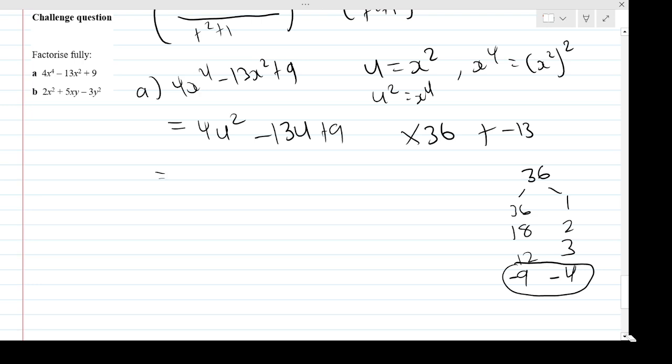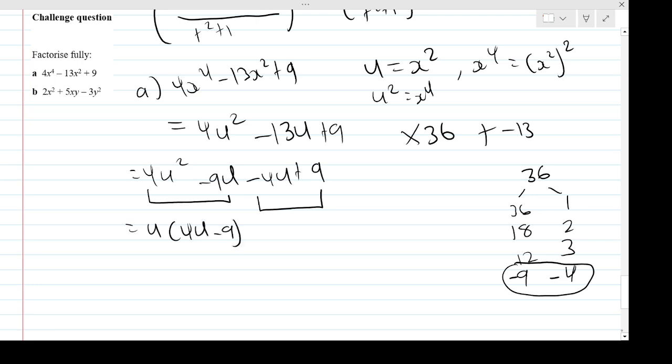So then, remember, we can split this minus 13u using these two numbers to say it's 4u squared minus 9u minus 4u add 9. Okay. And again, then I'm going to factorize both parts separately. So 4u squared minus 9u. Well, the only thing that goes into it is a u, really. So u and then 4u minus 9.